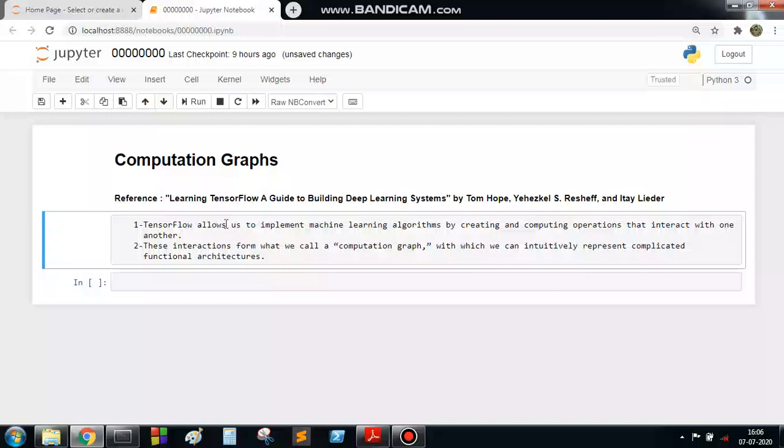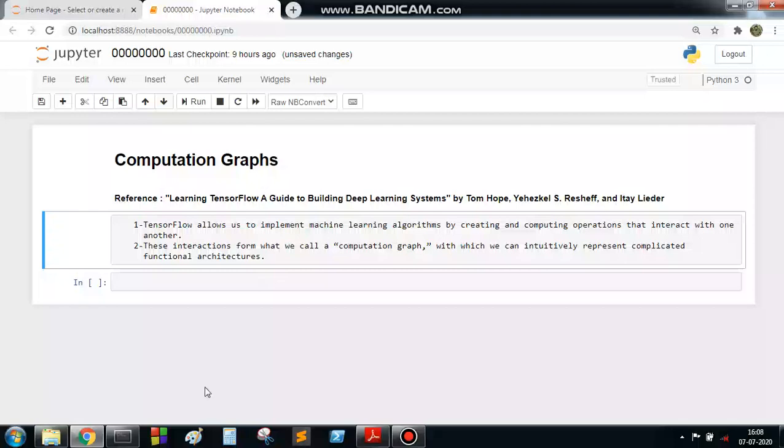So first thing is, TensorFlow allows us to implement machine learning algorithms by creating and computing operations that interact with one another. These interactions form what we call a computation graph, with which we can intuitively represent complicated functional architecture. That means we need to create an architecture so that anybody can easily guess what the inputs are, how the computation happens inside this model, and what the output is after computation. So these things need to be made clear by this computation graph.